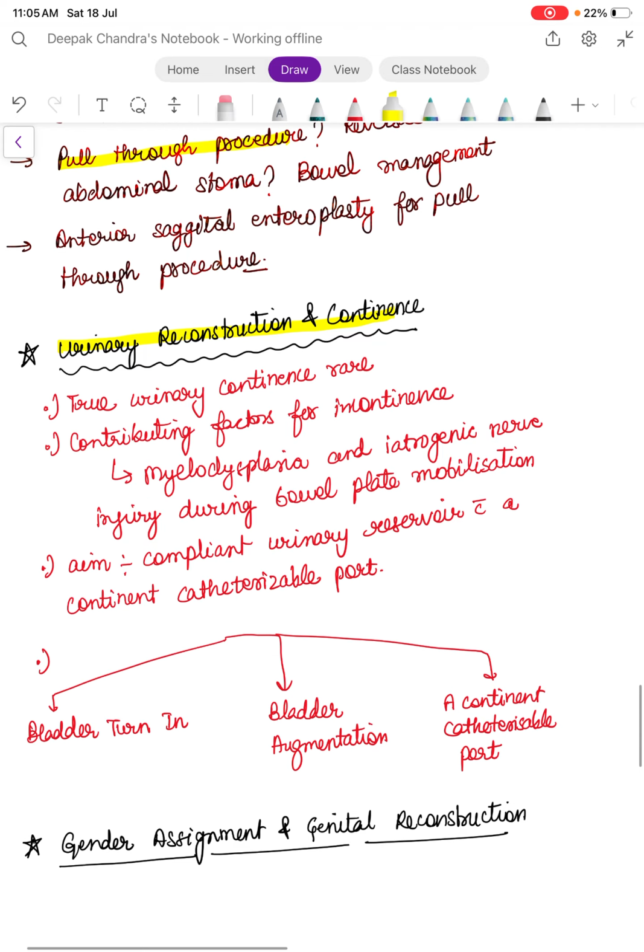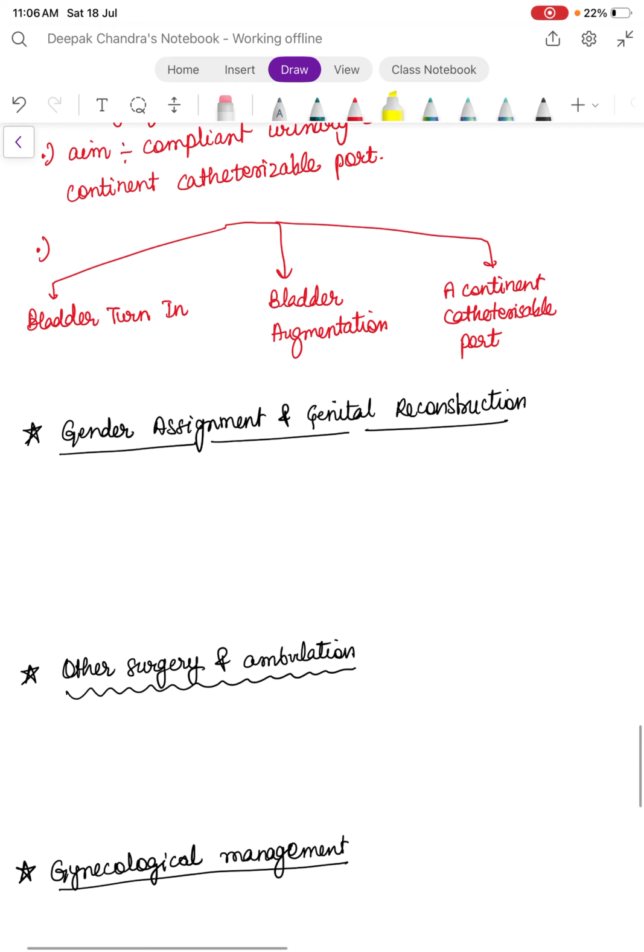Then gender assignment and genital reconstruction is a very big task in these babies because of the highly separated pelvic bone and the hemiphallus, if we are talking about the male gender, and similarly in the female, the split clitoris along with the vaginal duplications. So these are various problems, and obviously the magnitude of the genital reconstruction surgeries has an impact on the psychosocial life of these babies, and also the other surgeries and the ambulation procedures.